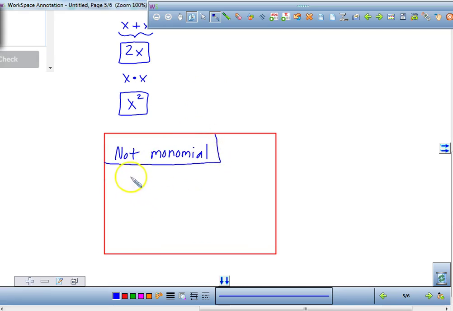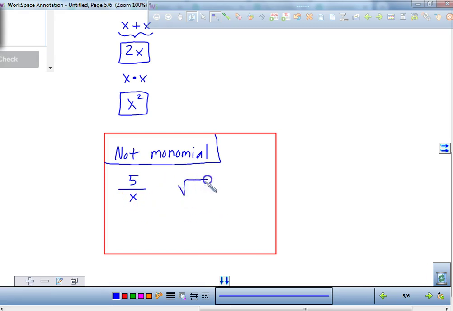Watch this. I cannot do a 5. Now 5 is a monomial. But if I said 5 divided by x, that's not considered to be a monomial. You're not allowed to have variables in the denominator. They're not considered to be a monomial. So this is not a monomial.